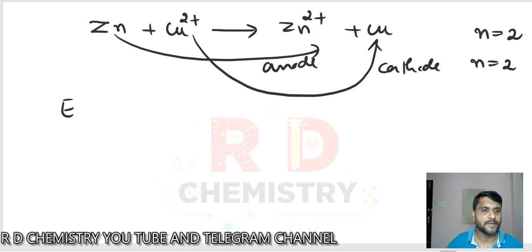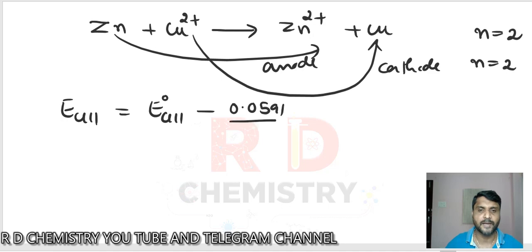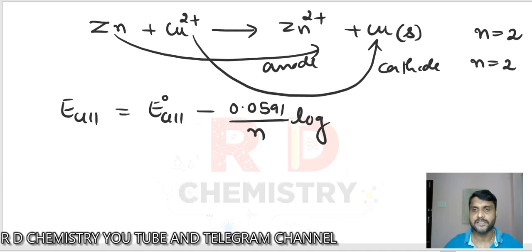So how to calculate simply E cell? E cell is equal to E naught cell, the fixed value. E naught cell is equal to E naught of the cathode minus anode, the fixed value, minus 0.0591 divided by N, here N is 2, then log K. Generally, K means the equilibrium constant, which is nothing but the product concentration divided by the reactant concentration. Remember here, copper in the solid state has its concentration taken as 1. So we are not interested in this one. Zinc in the form of solid, concentration of solid is taken as 1.